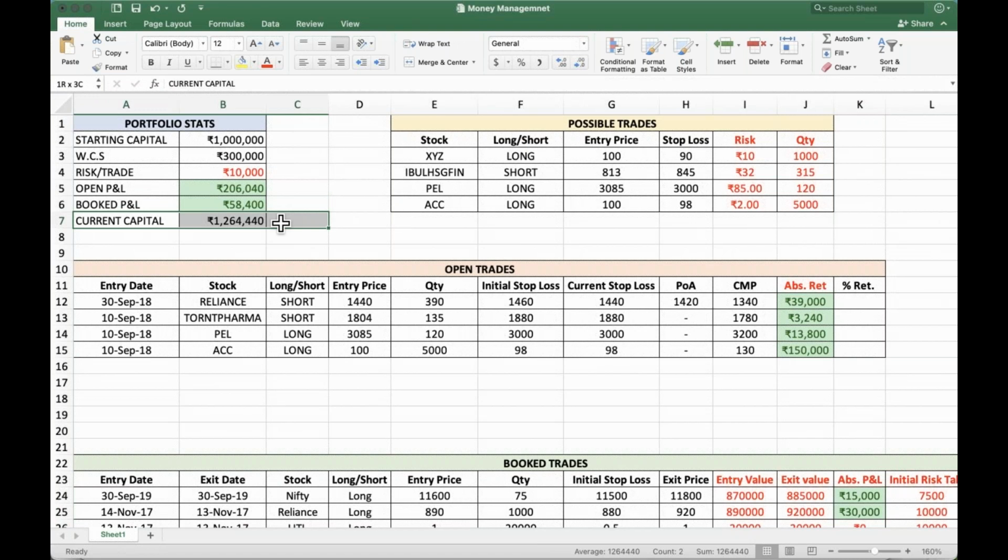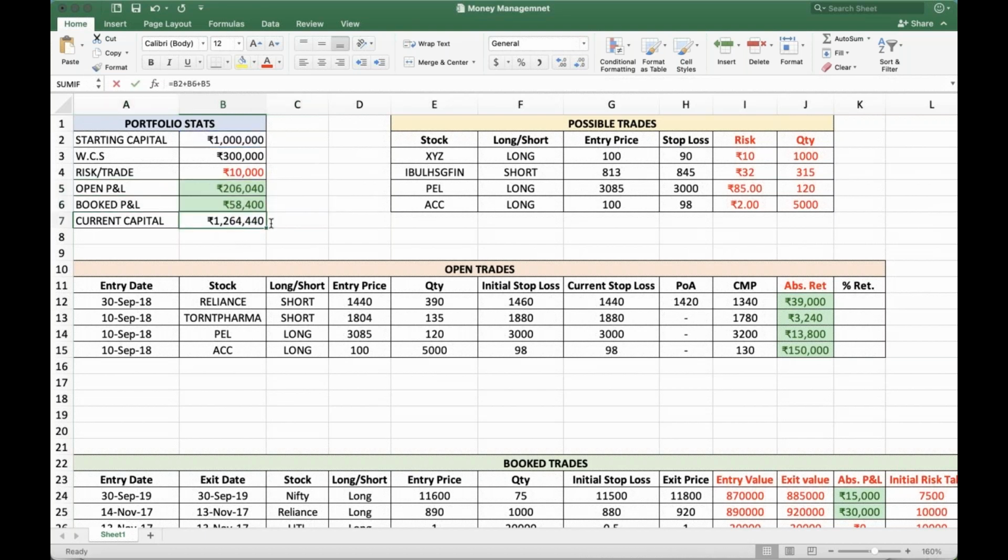So your current capital is essentially a summation of the starting capital, how much booked profits you have booked, and also what is your open P&L. Few people may want to keep the open P&L, few people may not want to keep the open P&L. It's up to you. I leave it to you. Over here, I have considered open P&L, booked P&L, and starting capital together, giving me the current capital, which is 10 lakhs is now standing at 12,64,000. This is not confirmed 12,64,000 because the open P&L can increase or decrease, but this is anyways fixed.